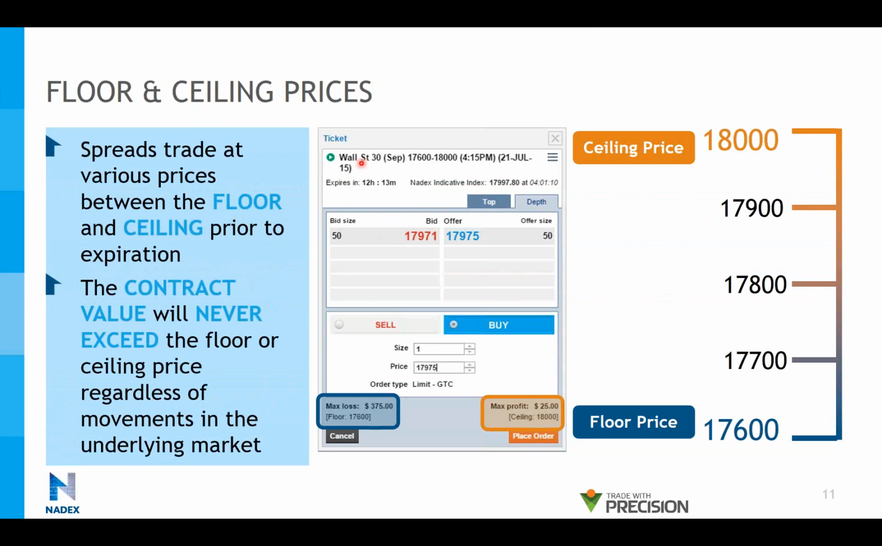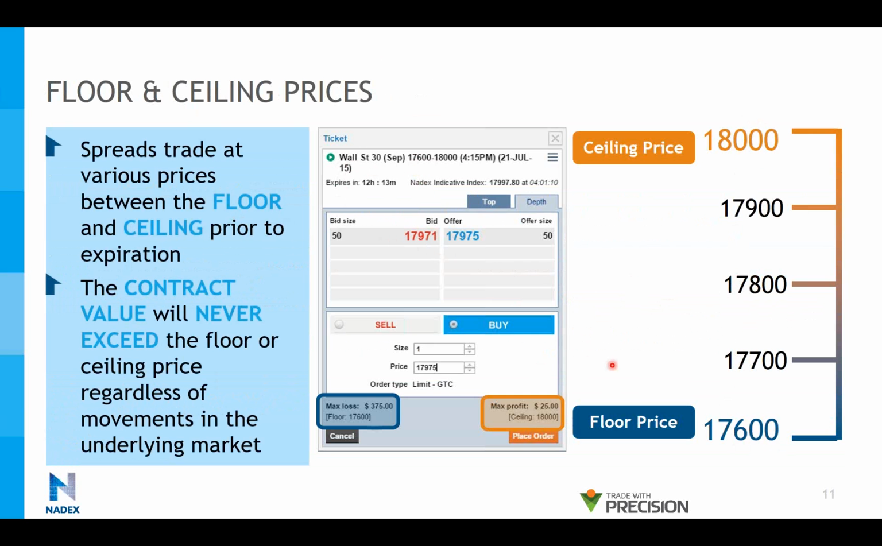What we're seeing here is a Wall Street 30, which is of course our Dow Jones. We're looking at the Dow Jones in a range between 17,600 and 18,000 points. That's the floor price, and here is my ceiling price. Within that range, the price of that contract will move along with the underlying market. So if that contract settles at 17,800 points, I will be 200 points in the money, and this is what this contract will be priced at that point in time, approximately.